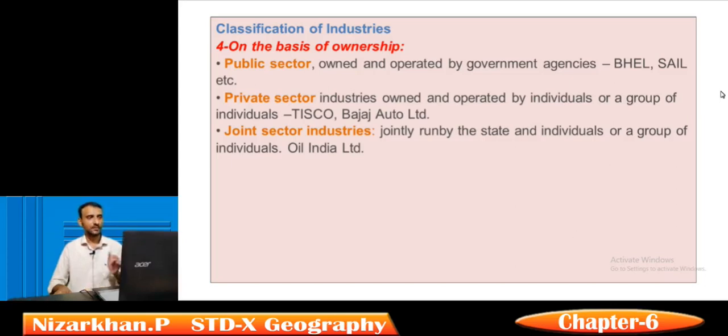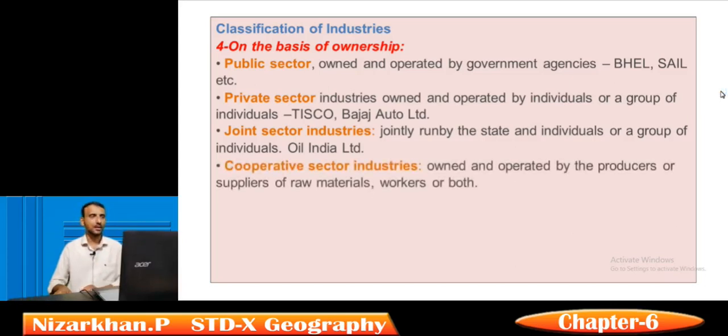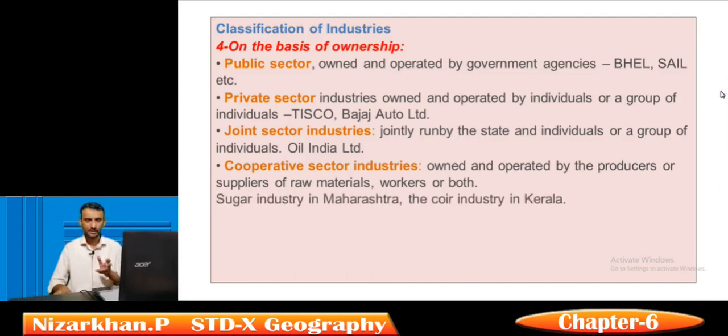And the fourth classification on the basis of ownership is cooperative sector industries. Those industries are owned and operated by the producers or suppliers of raw materials, workers, or both. For example, the sugar industry in Maharashtra and the coir industry in Kerala.